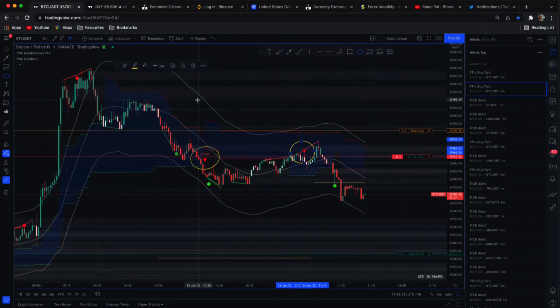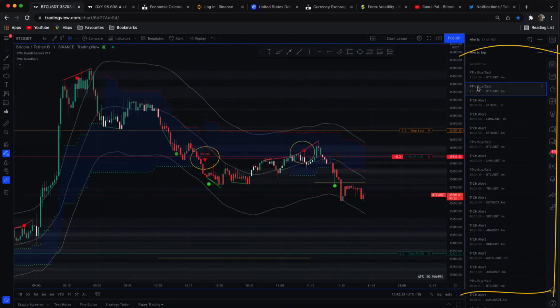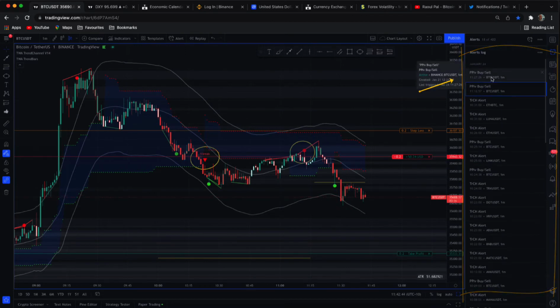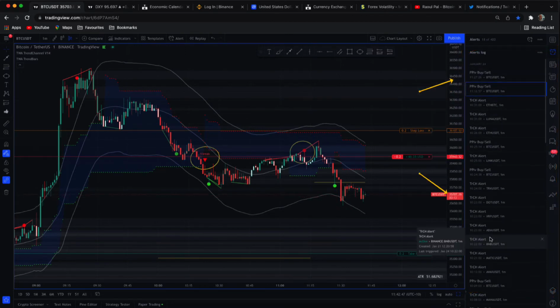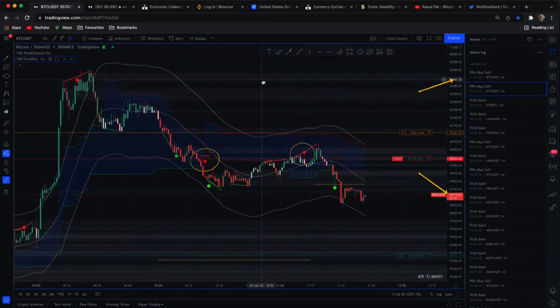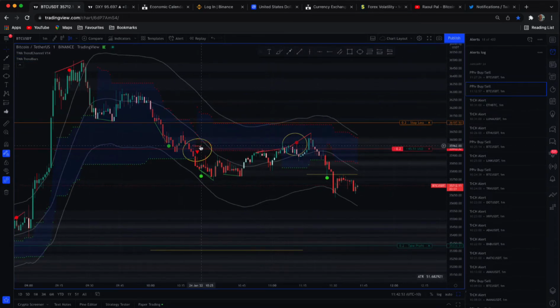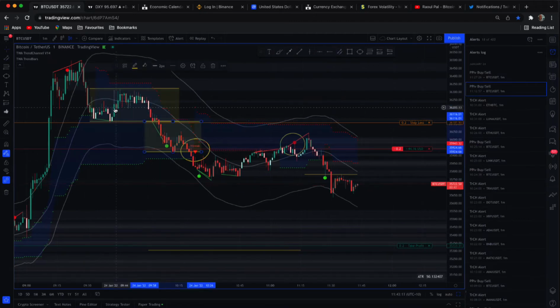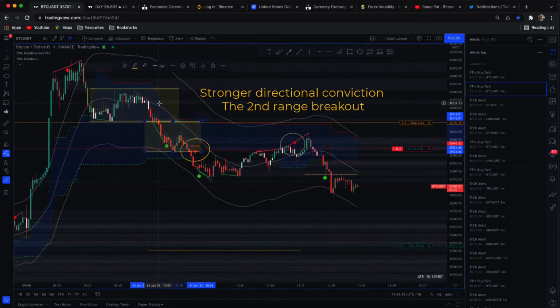So what do I do when I sit in front of the chart? I come in over here, this is the alerts log, and I just click from the top down, and I find opportunities like this. So let me just explain this one. This is a range break. It's more than just any range breakout. This one is generally the second leg, right? The first leg quite often can be a fake out. There's more directional conviction when you have the second range breakout.